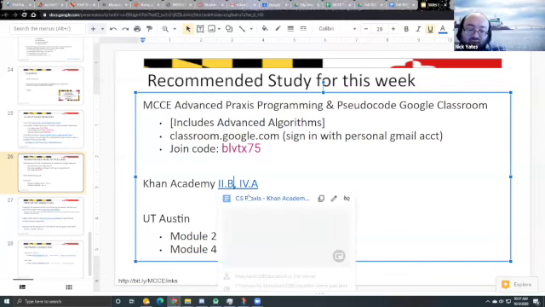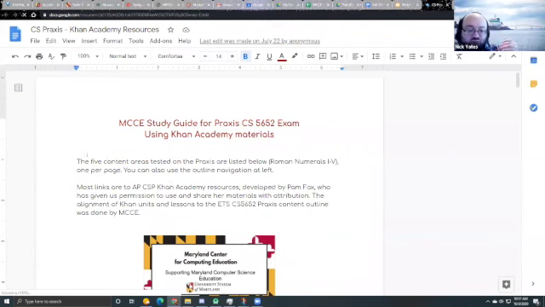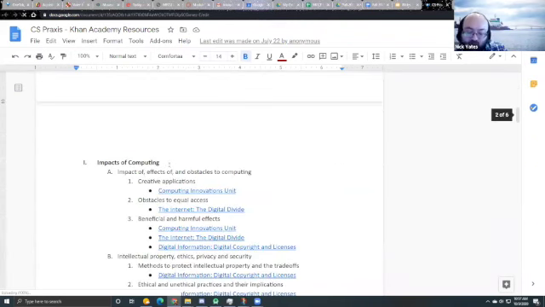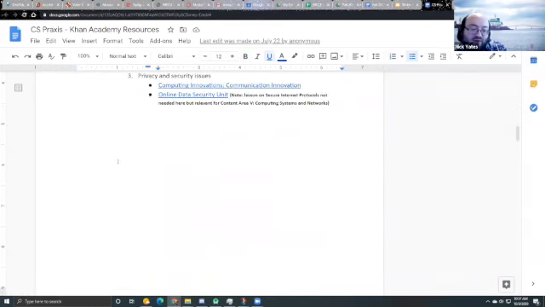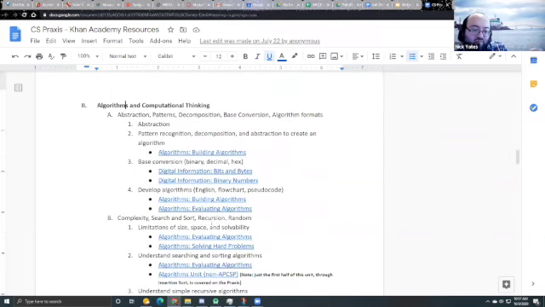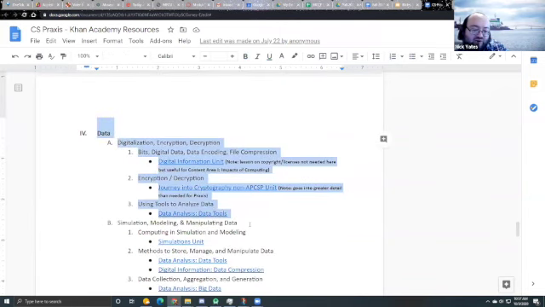Under Khan Academy, again, this document is just a study guide. The outline was provided by me, but all of the resources come from Khan Academy. It links you through each of the topics, like impacts of computing we're going to get to next week, and which lessons are relevant to those Praxis topics. So for this week, we're recommending you look at algorithms part B to reinforce what we did with these advanced algorithms, and also data part A. That's what we just covered. We'll cover data part B next week.